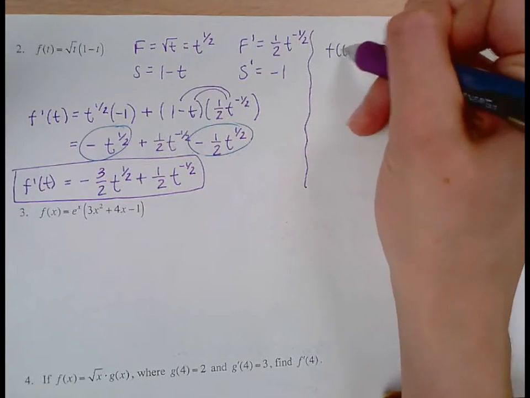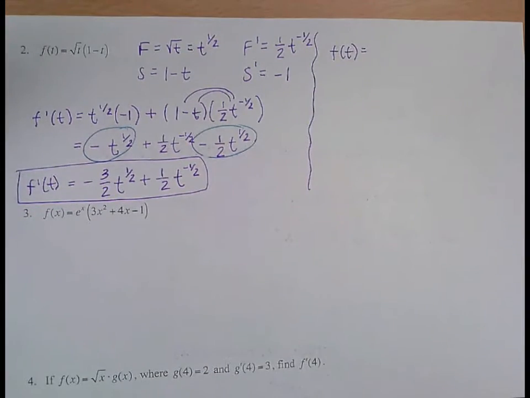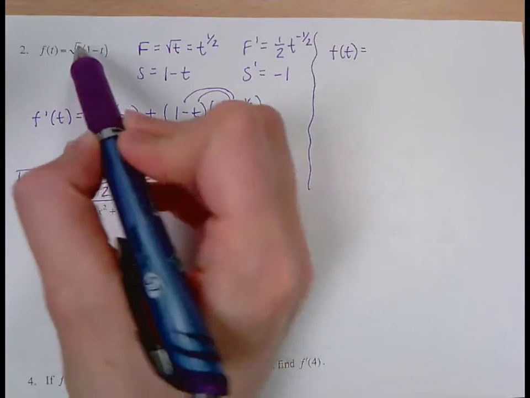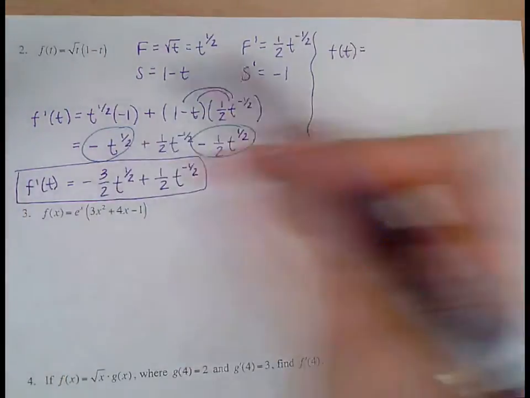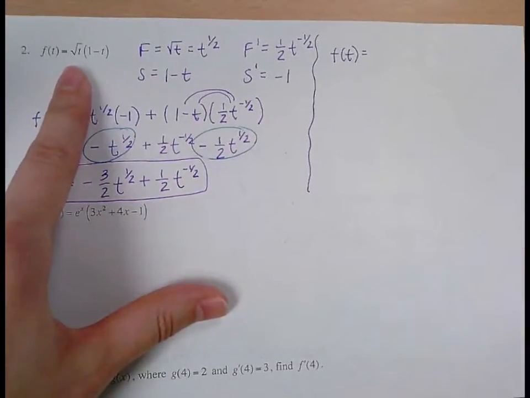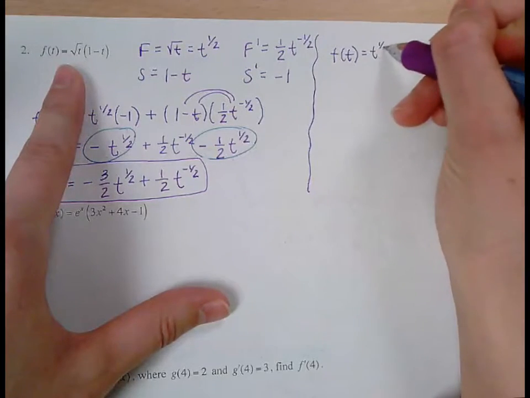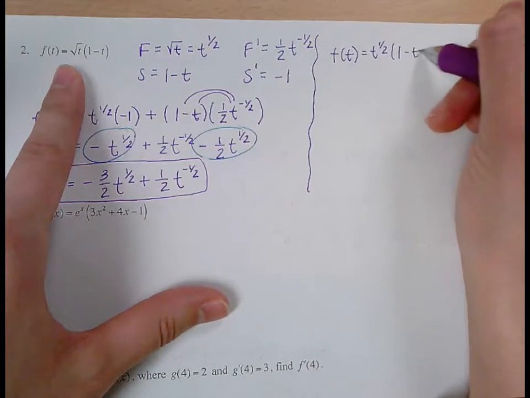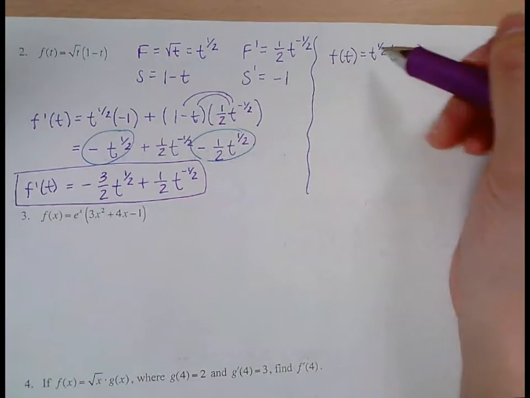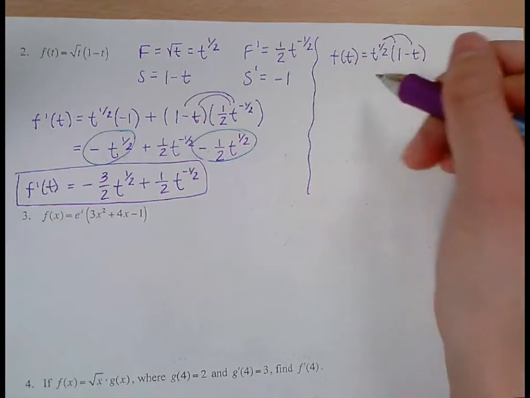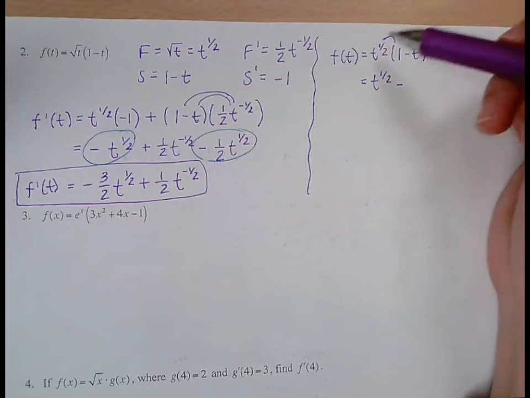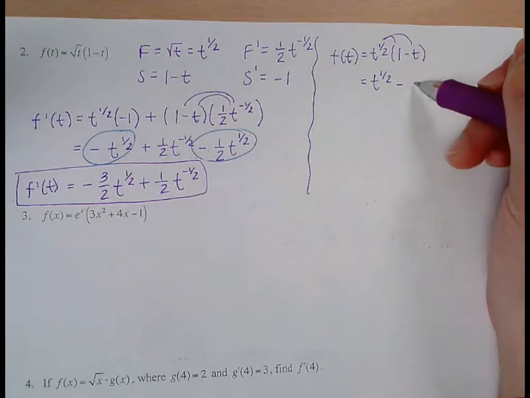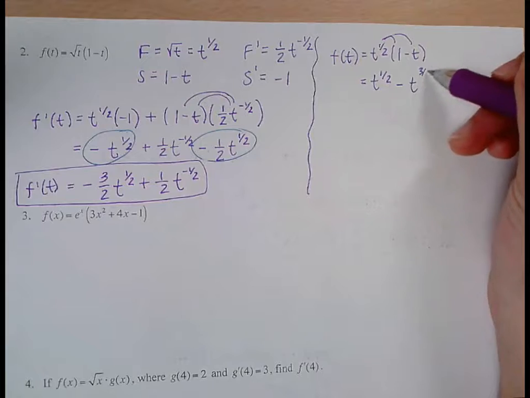Yeah, so look at your function. This is what you would have had to do if this was on the assignment yesterday. You still could have done it, because you could start out and distribute the square root of t. So f of t, I'm going to rewrite this though. Square root of t is t to the 1/2 times 1 minus t. So if I distributed t to the 1/2, I'd have t to the 1/2 minus, and then t to the 1/2 times t is t to the 3/2.